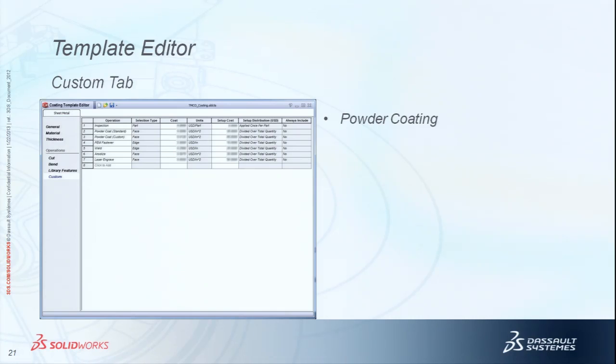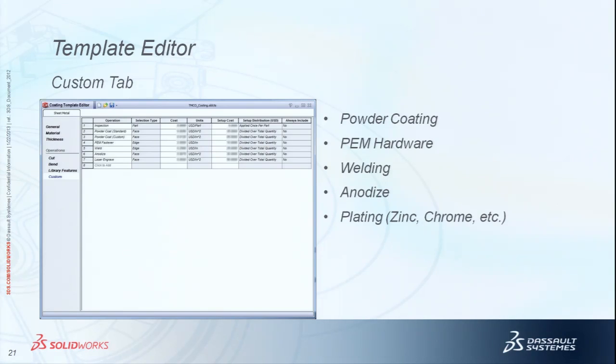We do powder coating in-house. I showed you that. I'm going to talk about that more in a sec. PEM hardware, showed you that. Welding, showed you that. Anodize, we actually send our anodizing and our plating out, but I could work with our vendors to get rough costs on that because I know their setup charge. And then surface area, there we go.